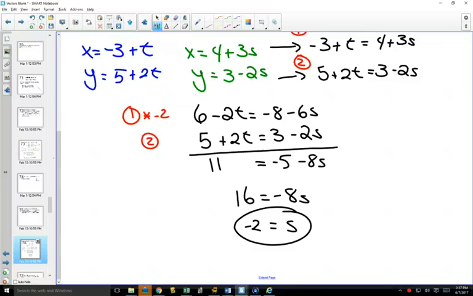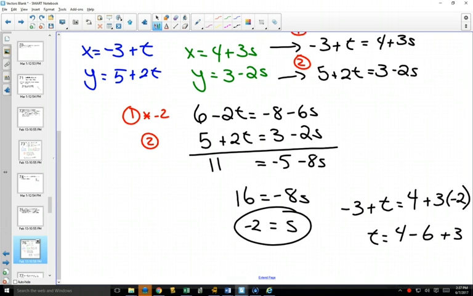So if I plugged in -2 for s into equation 1, I would get 4 minus 6, add 3 to both sides. I would get t is equal to 1. And I would have got t is equal to 1 also had I plugged in -2 into equation 2.